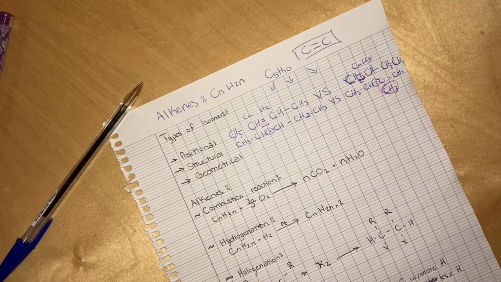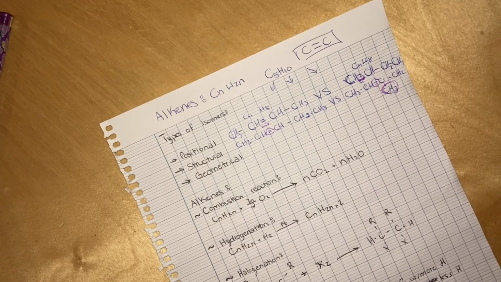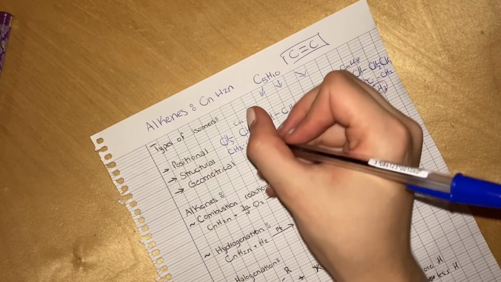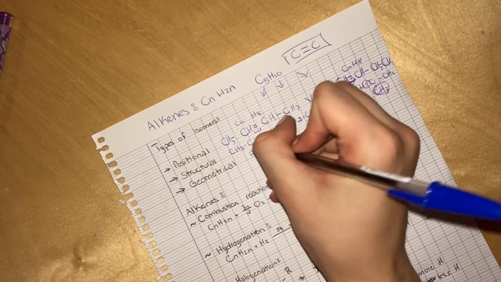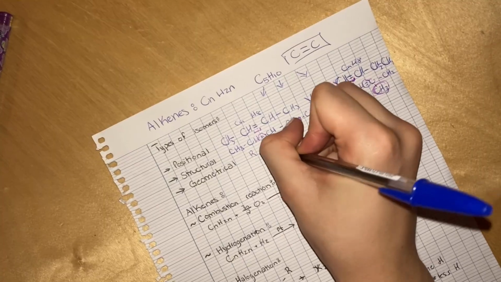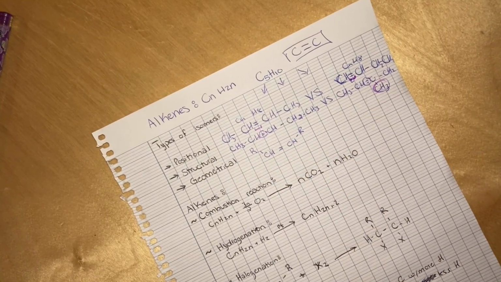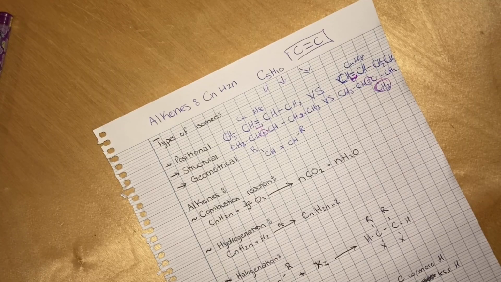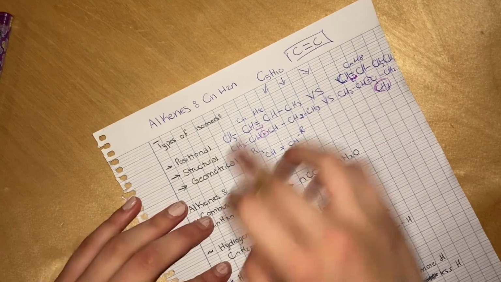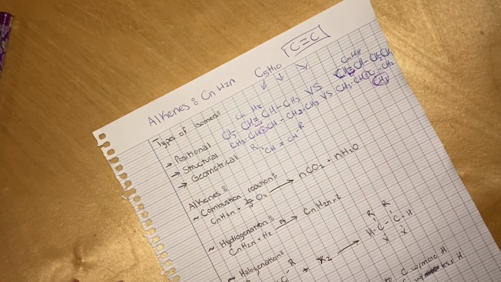Finally, we have geometrical isomers. For geometrical isomers, the alkene that you're looking at has to have the structure R, CH, double bond, CH, R. R can be anything. It can be another hydrogen. It can be CH3, it can be C2H5, it can be anything, right? It needs to have this structure.